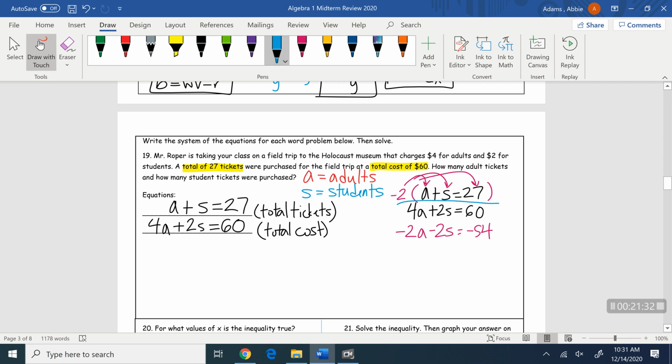Now, I can look at these two equations and add them together. When I do so, I'm going to get 2A, so 4A plus negative 2A is 2A. My S's are going to cancel out because 2S plus negative 2S eliminates, is equal to 60 plus negative 54, which is going to give me 6. Now I solve for A. Divide both sides by 2. So A is going to equal 3. So I know there are 3 adult tickets.